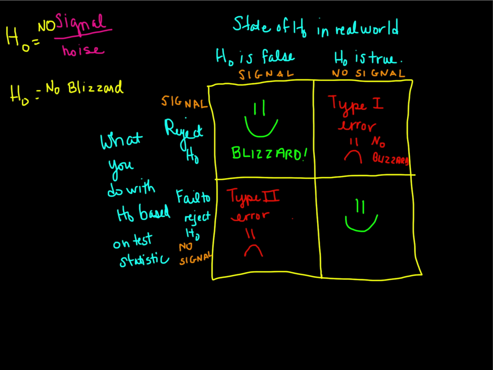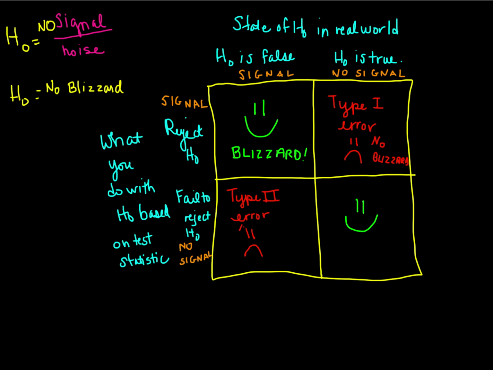Now, consider this. What if the instruments were too insensitive to detect a real blizzard coming? So the meteorologist says, no blizzard. They fail to reject the null hypothesis. There is no blizzard coming. But in actuality, there is. That's a type 2 error. The instruments were not sensitive enough to pick up what's going on in the real world.